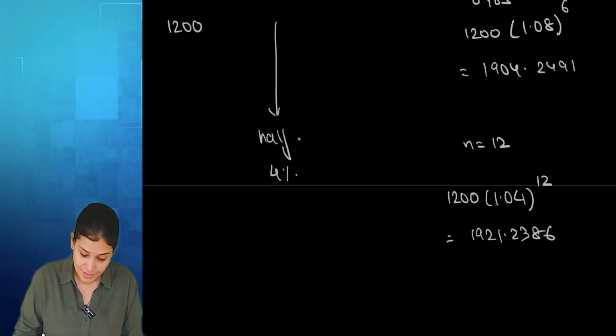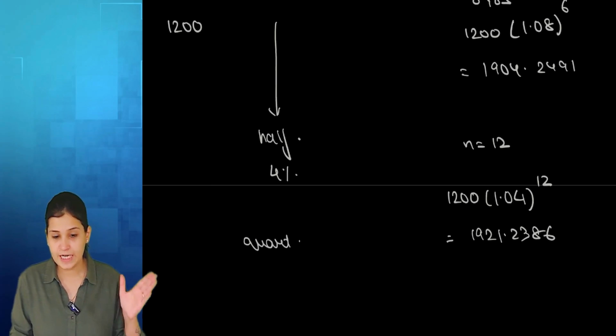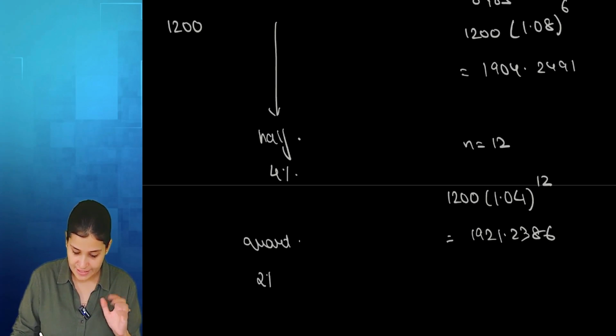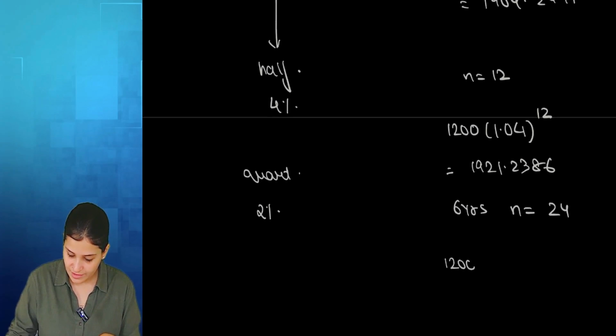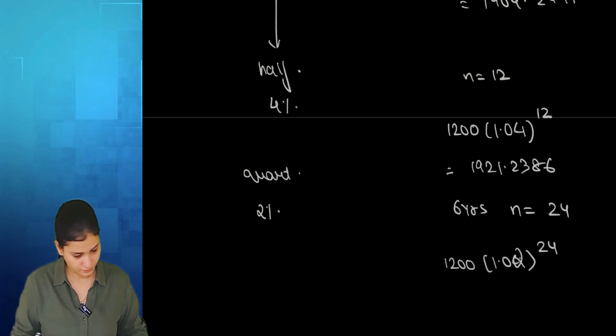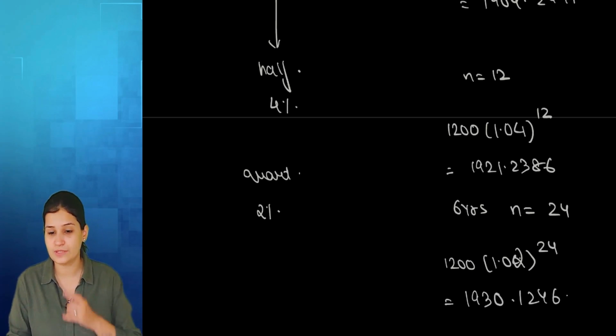If you would have done the same thing quarterly, then what would the rate be? 8% compounded quarterly. What would the rate be? 2%, which is 8 divided by 4. And for 6 years, how many installments will we have? 24, which is 6 into 4. So it will be 1200 into 1.02 to the power 24. 1930.1246. Very good. Any doubt till here?